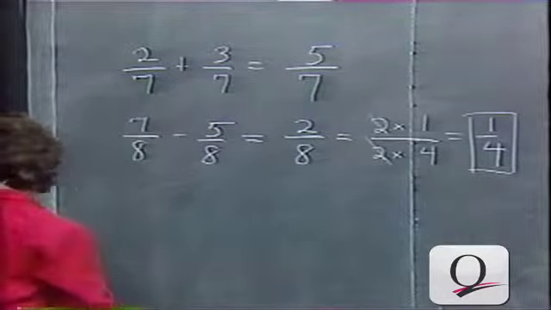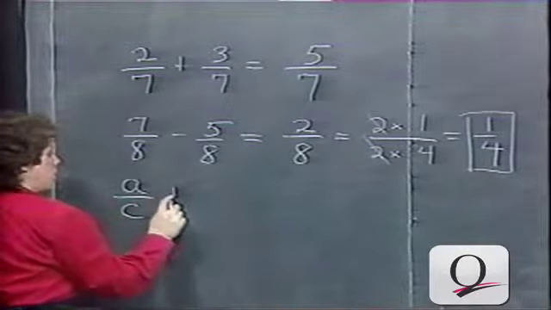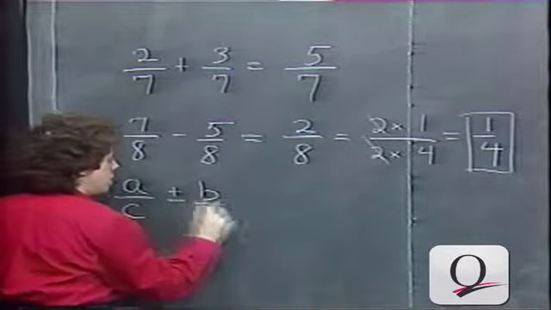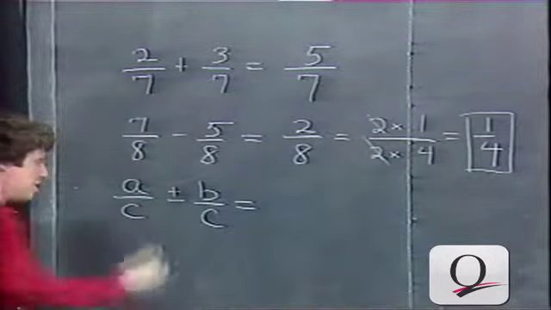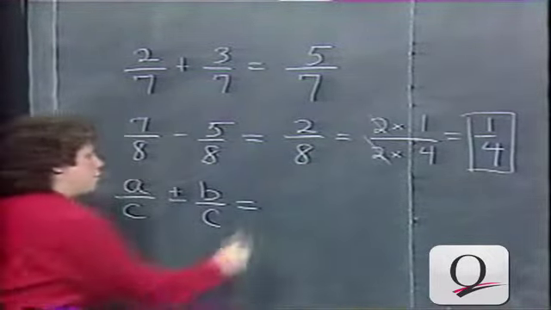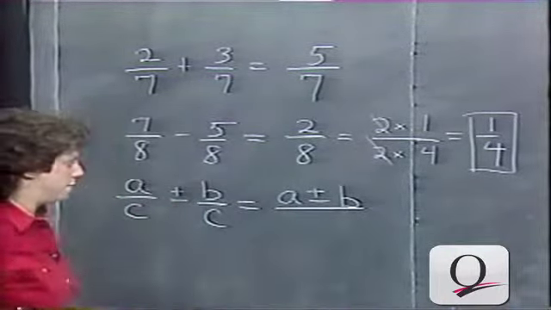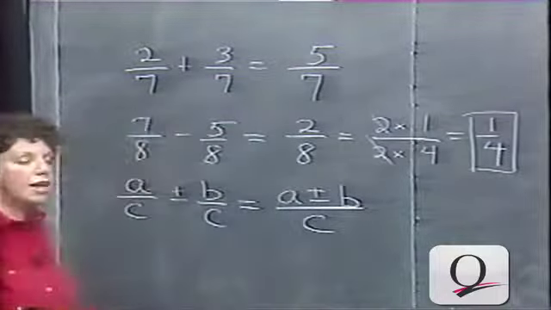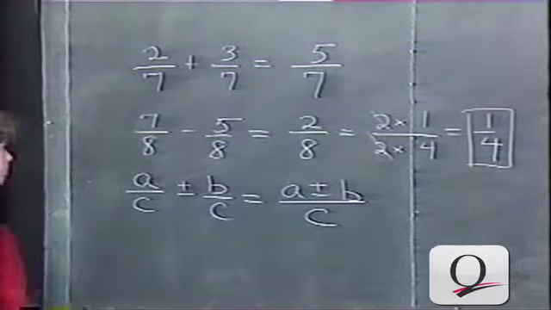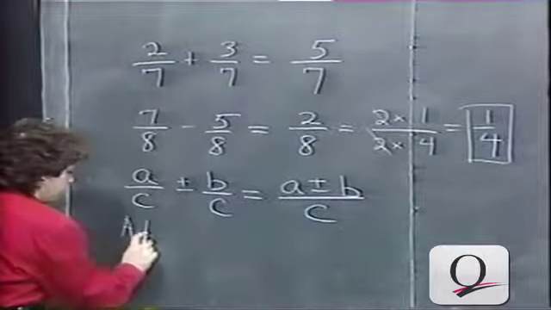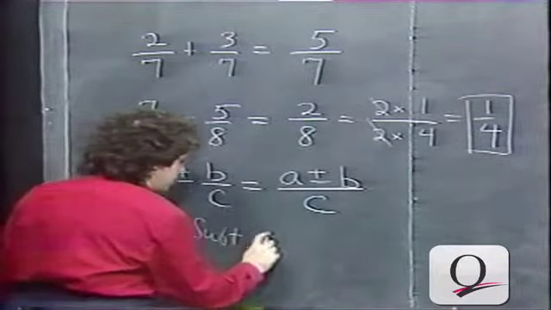So the rule that we're using is that A over C plus or minus B over C. If you want to take one fraction and add or subtract another fraction having the same denominator, you combine the numerators, either you add them or subtract them, whatever the case might be, and put it over the common denominator. So this is the key rule for adding and subtracting fractions.